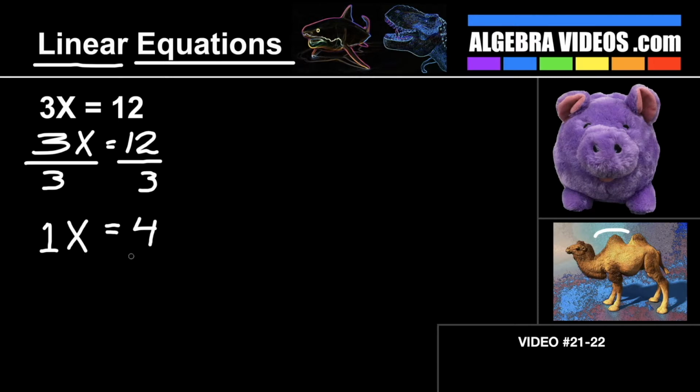So 1x equals 4, and really we don't need the 1 there. 1x equals 4 is the same as saying x equals 4. So that was it. We got x by itself on one side of the equation. You could call that isolating x or solving for x. It all means the same thing. And that's the solution, and we can stop right there.